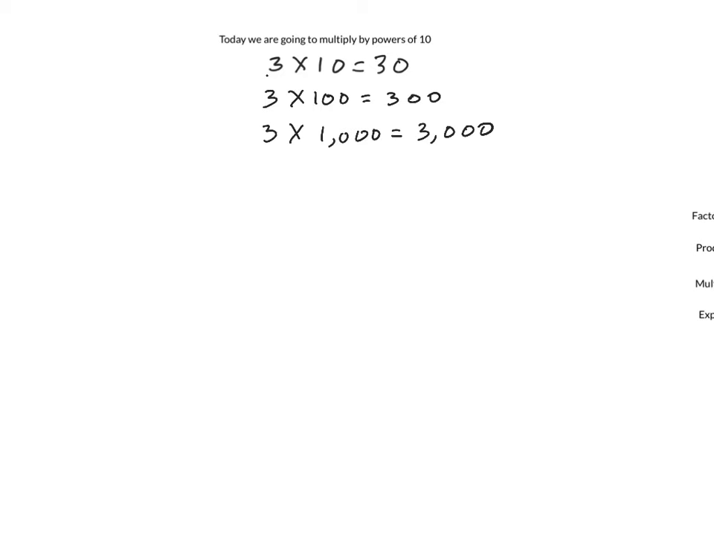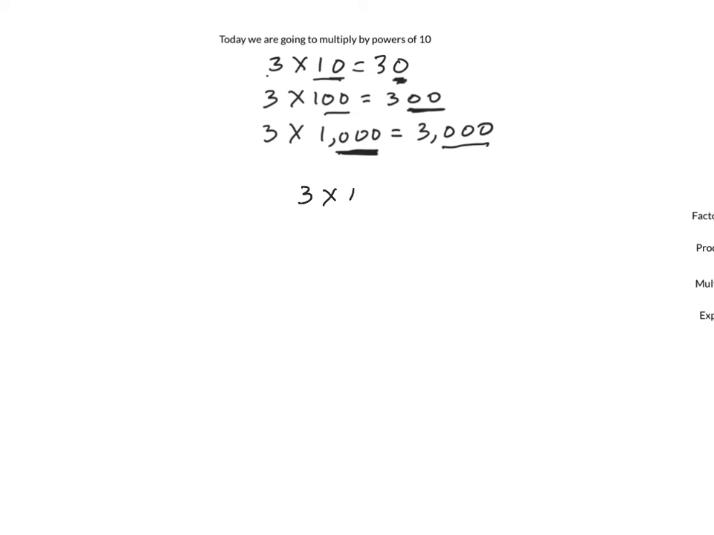And when we're multiplying by 10, it's 10 times greater. So we move the place over once. If we multiply by 100, it's 100 times greater. So the place gets moved over twice. If we multiply by 1,000, the place gets moved over 3 times. So 3 becomes 3,000.